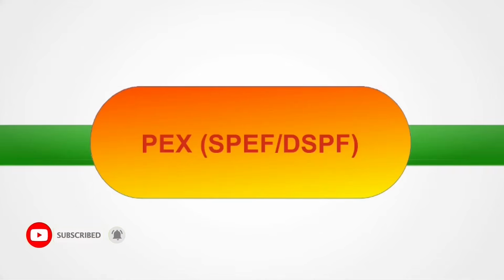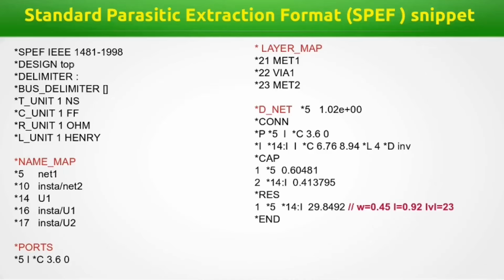We just discussed the general methodology, and now let's look into the SPEF and DSPF, the similarities and the dissimilarities. So here is a short snippet of a SPEF. A SPEF contains a header section, then a name map section. So these nets are numbers, and you can see the hierarchies are also here. There will be a port section. Ports means the ports of the design. Layer map will be there. This layer map comes from the technology also, because each layer in your layout will have a number, and correspondingly it will have a layer name. So like 21 is metal 1, 22 is via, and 23 is metal 2.